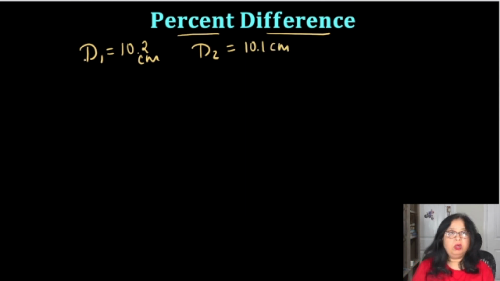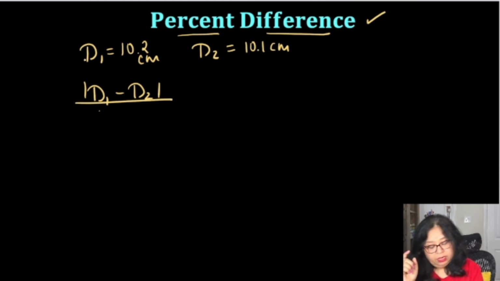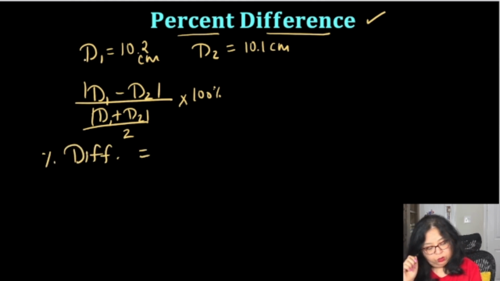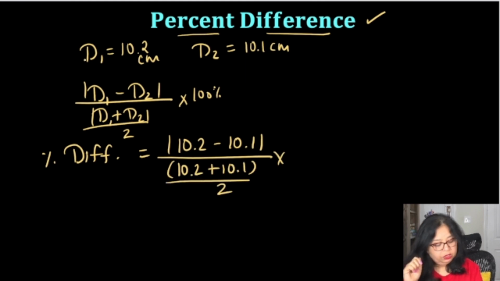How do I compare these two? How far off are these from each other? Of course, you can find the simple difference between these two values, or you could go a notch further and find the percent difference. Percent difference is the absolute value of D1 minus D2, divided by the average of D1 and D2, times 100. So the percent difference in this case will be equal to the absolute value of 10.2 minus 10.1, divided by the average of 10.1 and 10.2, times 100.